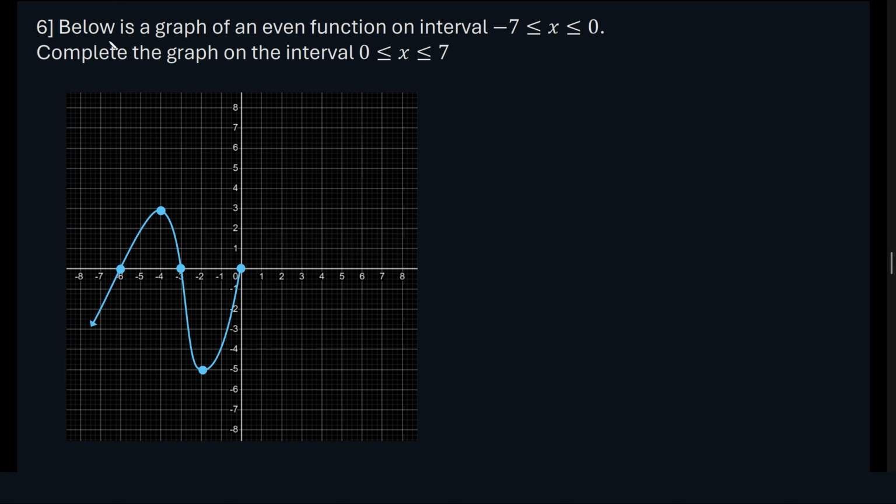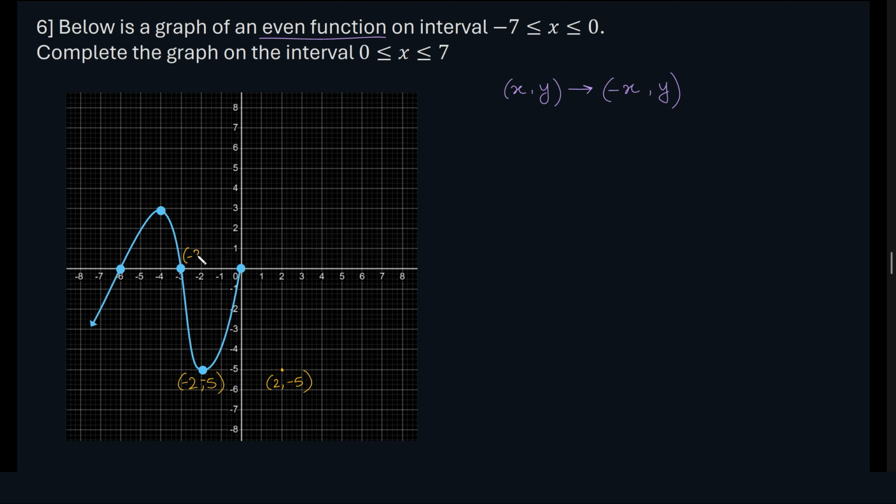Question 6. Below is a graph of an even function on the interval minus 7 less than or equal to x less than or equal to 0. Complete the graph on the interval 0 less than or equal to x less than or equal to 7. Now this time we have an even function. So that means if we have (x, y), then we also have (negative x, y). So this is negative 2 and negative 5. That means we also have 2 and negative 5.